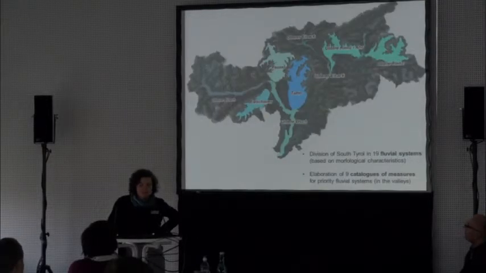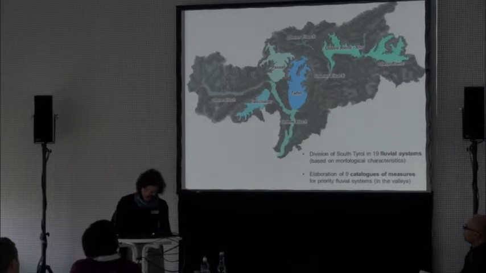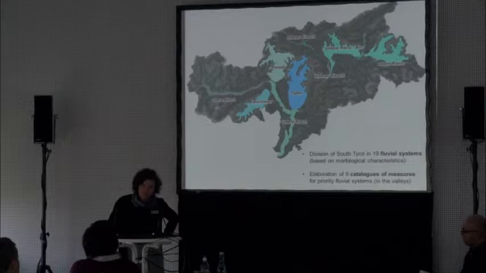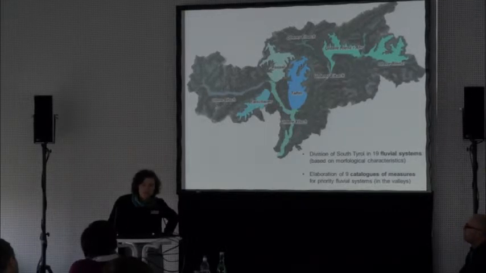The first step was that we divided South Tyrol into fluvial systems. The fluvial systems are more or less homogeneous natural areas that we divided regarding the inclination of the rivers, vegetation zone, life zone, and so on. We had 19 fluvial systems then, and we distinguished between mountainous fluvial systems and the fluvial systems in the valley bottoms, and then we elaborated measure catalogs for the valley bottoms that we can see here. These are the 9 areas for which we had catalogs of measures.